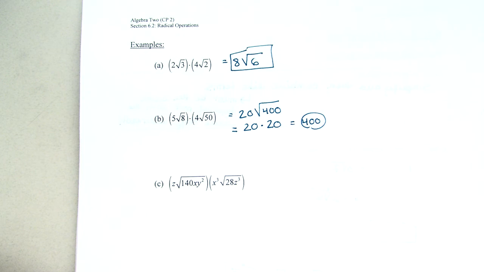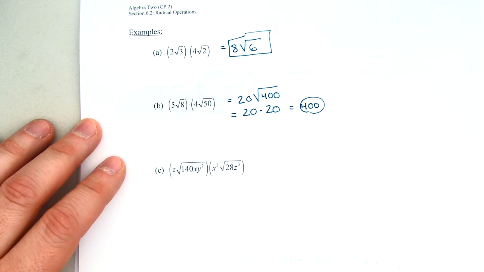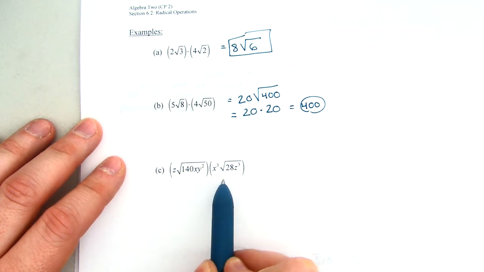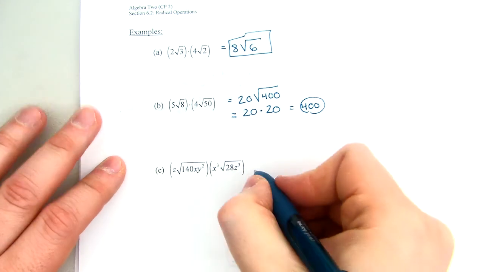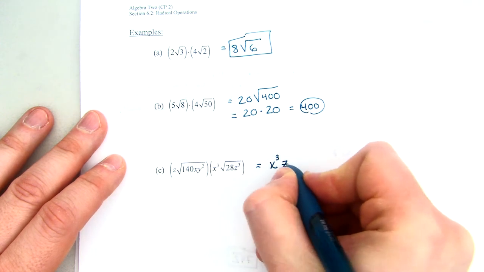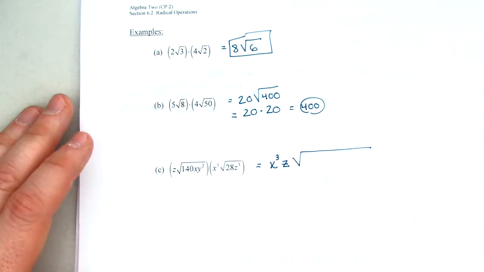Okay, letter C. I want to do the first step together, and then I think you're going to go. First thing I need to do is multiply. I'm going to multiply the outsides together. What is z times x cubed? And don't overthink. Zx, sure. And you know what? I'm just going to put the x first because then it's in alphabetical order. I have no reason for that. I'm just going to do it like that.